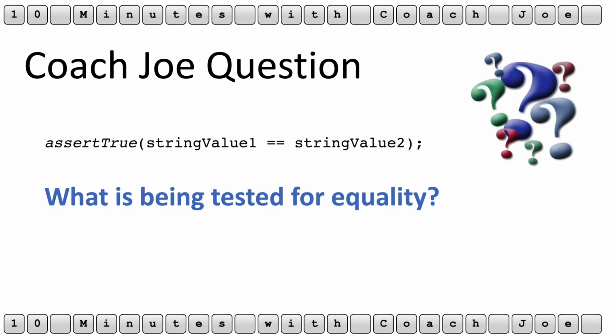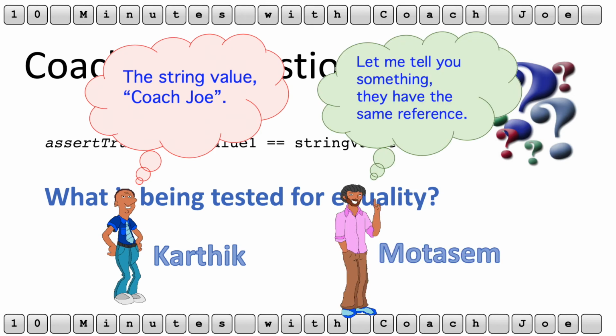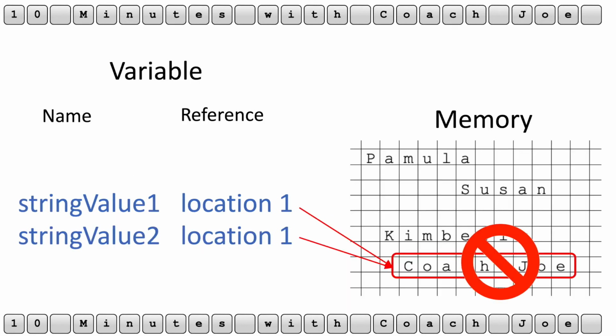In this test, what was tested for equality? Correct. Both strings have the same reference. The value Coach Joe was not tested. Where the variable references are pointing to was tested. Let's prove this with an addition to the test.